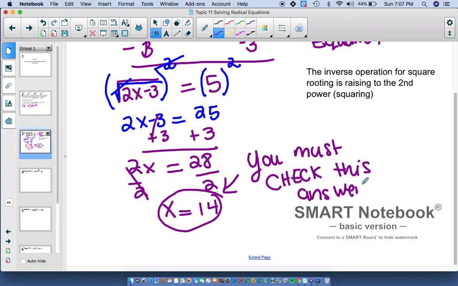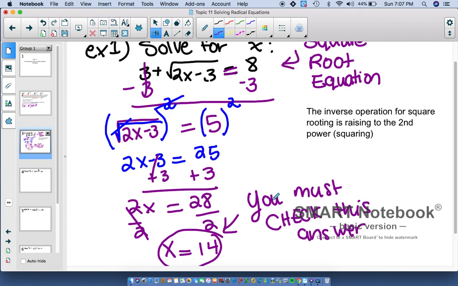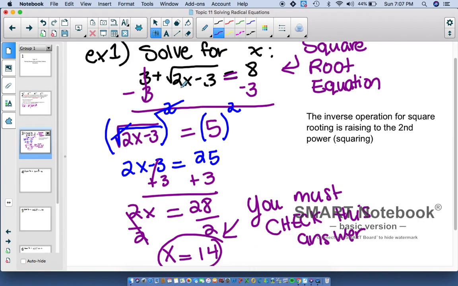Simple, we take that answer and we plug it back in. So we can do that if you want really quickly. So go back to the original and see where x is. So here, let's see. 2 times 14 is 28, minus 3 is 25, square root of 25, that's 5. 5 plus 3 is going to give me 8, and the other side is 8.